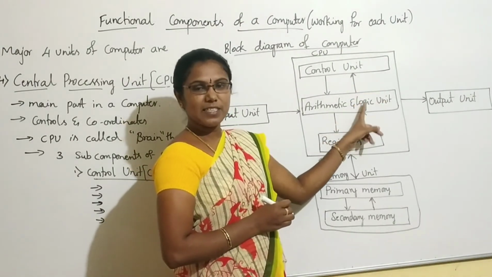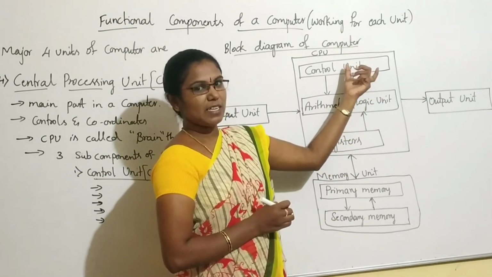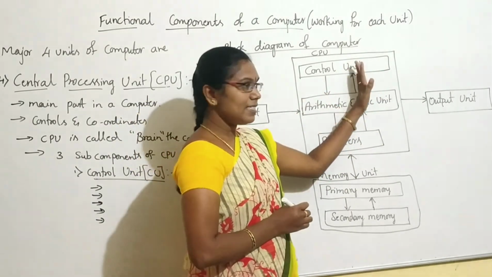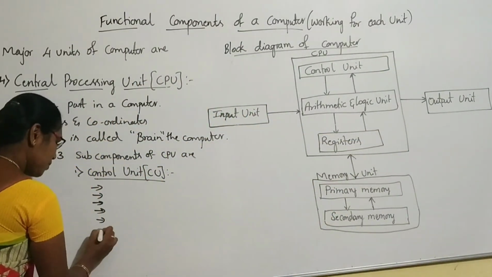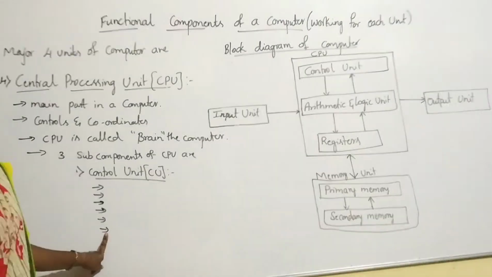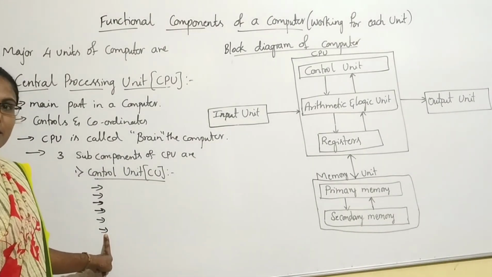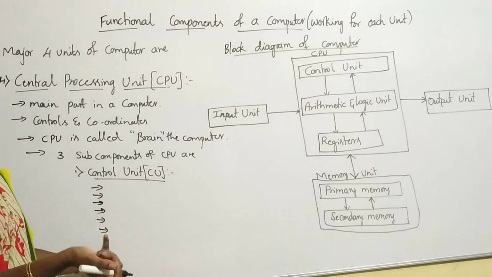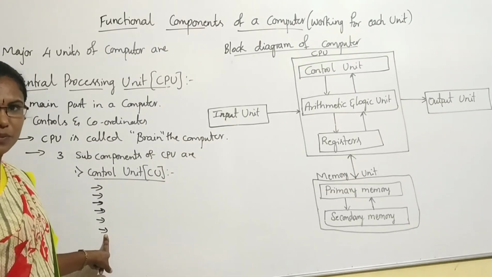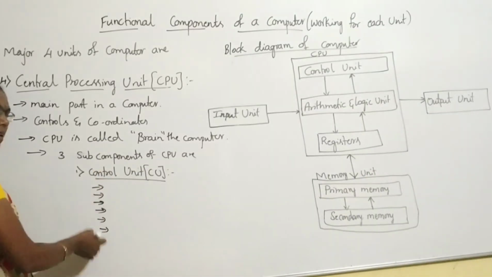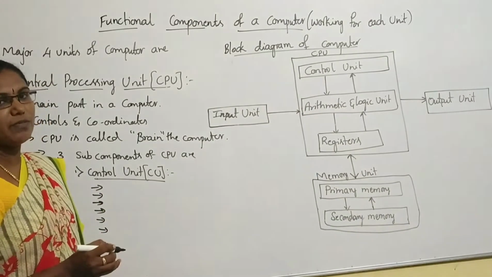The results generated from ALU are received by the control unit, and those results are sent to the output unit. After processing the data, the last function of the control unit is: after processing the data in ALU, the resultant values are received by the control unit from ALU and sent to the output unit. Understood? So these are all the major functions of the control unit. That's why the control unit is a main part of the CPU.